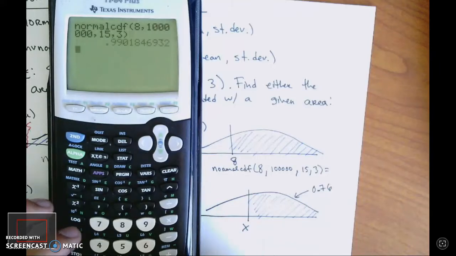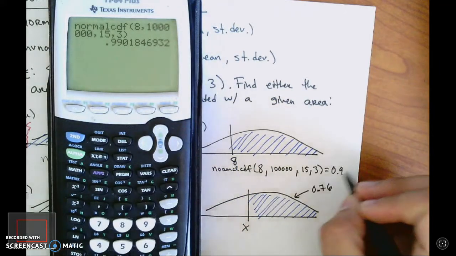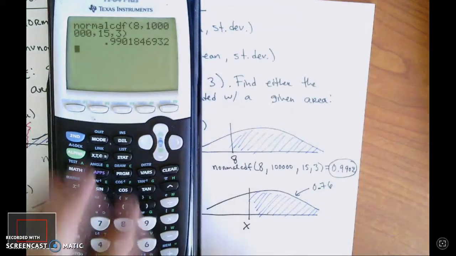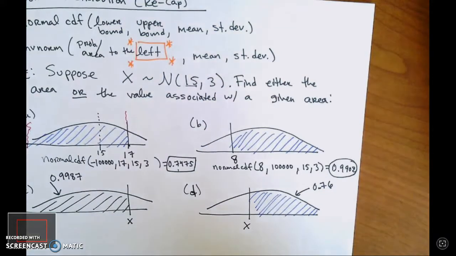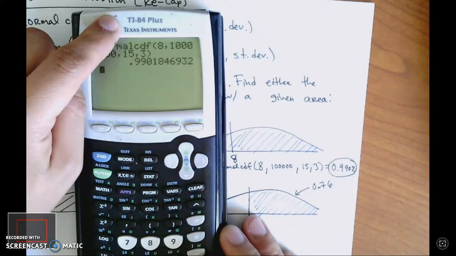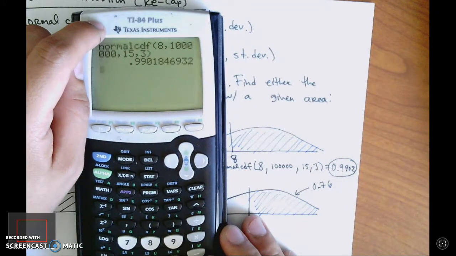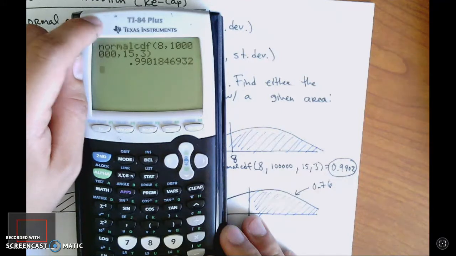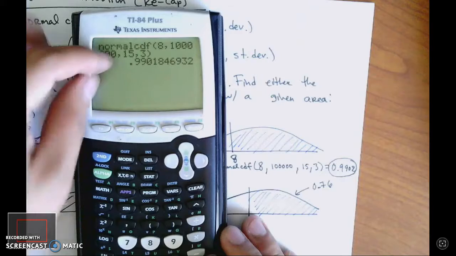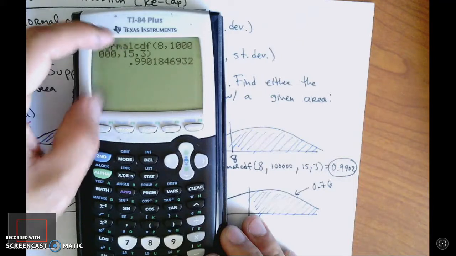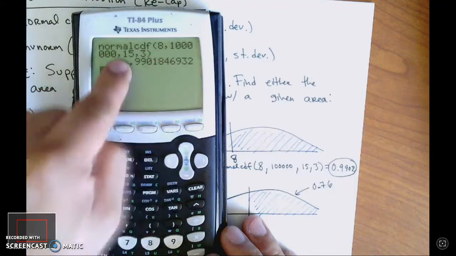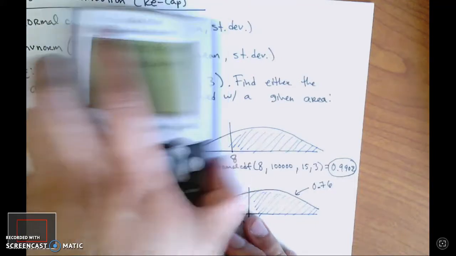All right, and what do we get? We get 0.9902 approximately. I'm just rounding to 4 decimal places. Now notice, if you have the stats wizard, which means you might have a much younger calculator than mine, you'll see a screen that prompts you to put in the lower bound and the upper bound, so you don't need to physically put it like this. So that's convenient.